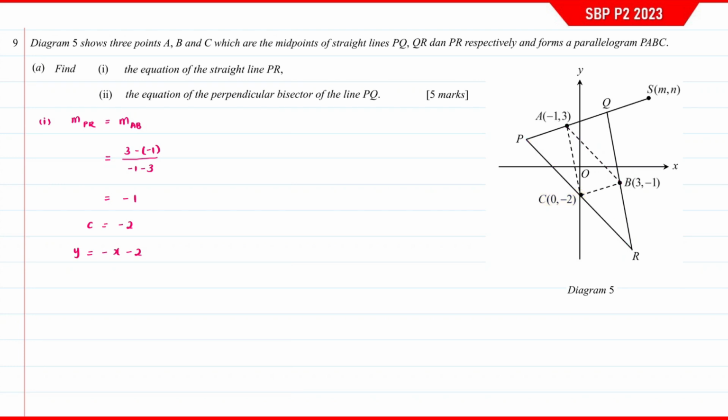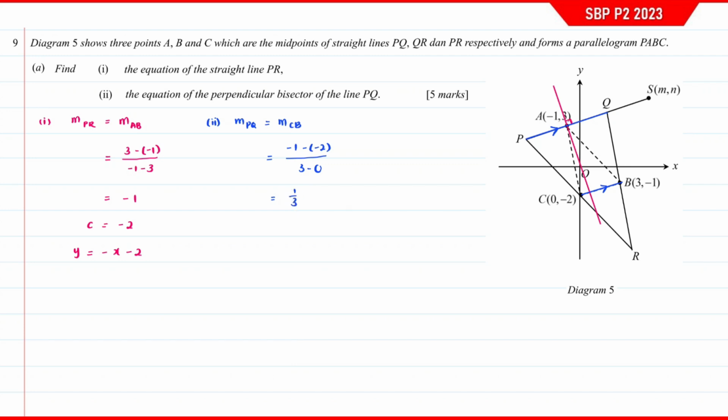A2: find the equation of the perpendicular bisector of the line PQ. So here the point A is the midpoint of the straight line PQ, so this straight line here will be the perpendicular bisector of PQ. PQ is parallel to CB, therefore they have the same gradient. So using the points B and C, the gradient of PQ will be (-1 minus -2) over (3 minus 0). Then the gradient of PQ will be 1 over 3.